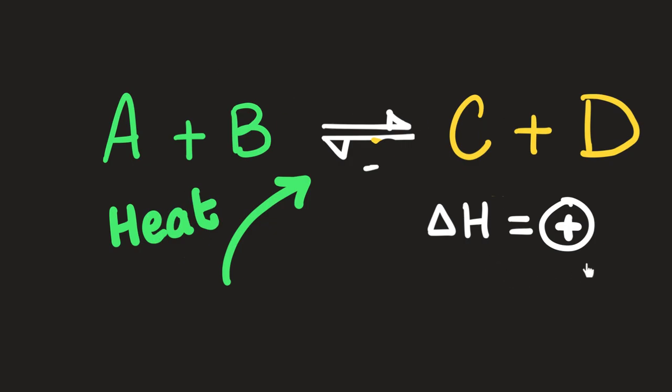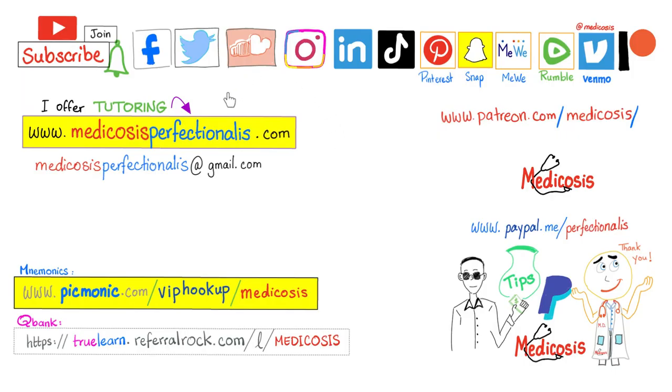But if delta H is positive and I lowered the temperature of the reaction, what's going to happen? You're decreasing the reactants, therefore the reaction will shift to give us more reactants, to replace the reactants that we removed. And there you have it, Le Chatelier's in less than 6 minutes.